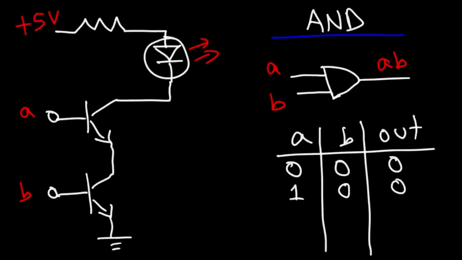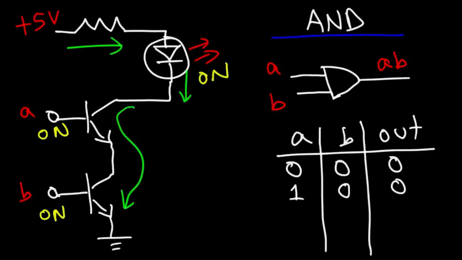The only way the LED can be on is if both inputs A and B are on. Only under that circumstance can current flow through the LED and through both transistors to make it to the ground. So thus we have the word AND. The only way the output can be in an on state is if both inputs A and B are in the on state. So even if B is on and A is off, no current will flow through the LED. Only if A and B are on.